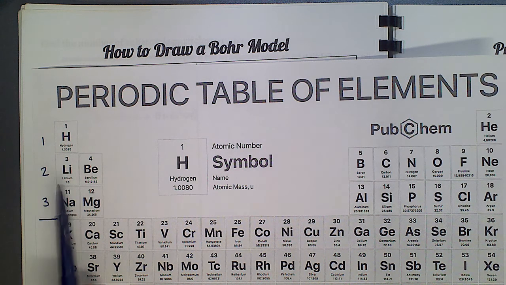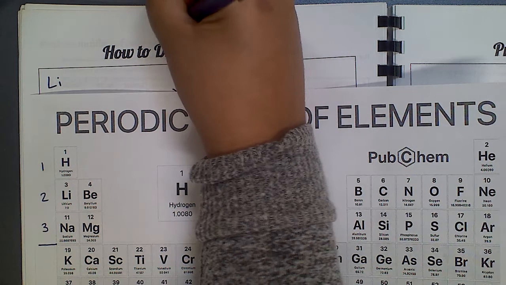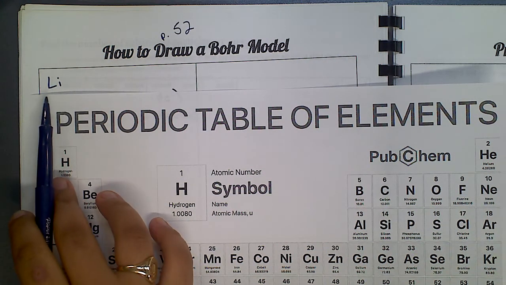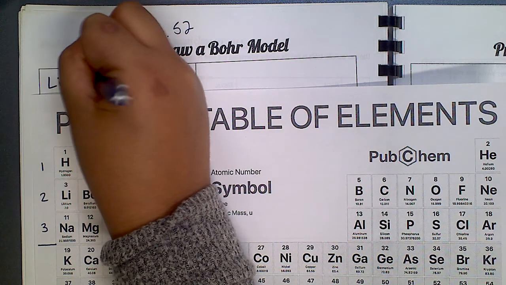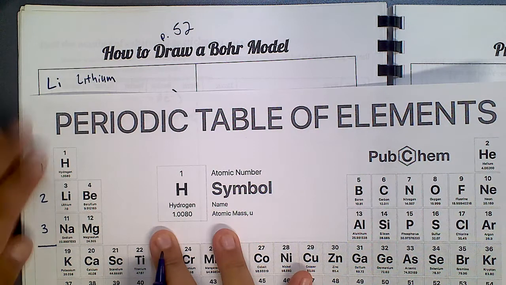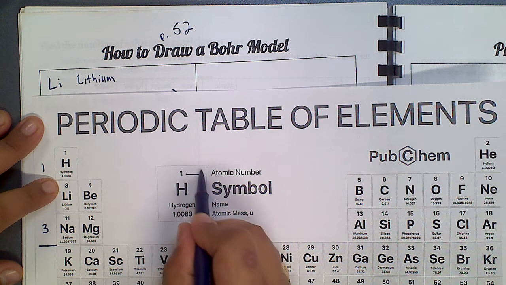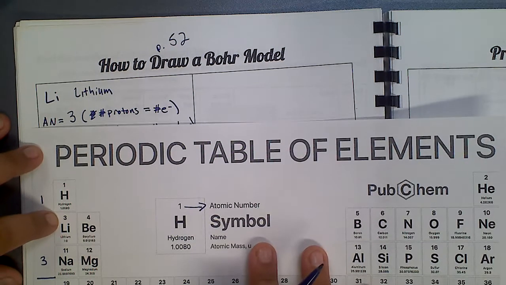For this example, I'm going to use lithium, which is abbreviated as Li. In my first box, in my notes on page 52, I'm going to start off by writing my element symbol, so I put Li for lithium. I'm going to look at the periodic table and identify the information it gives me. First off, this top number is called the atomic number, just like in our key over here. Our atomic number for lithium is 3.